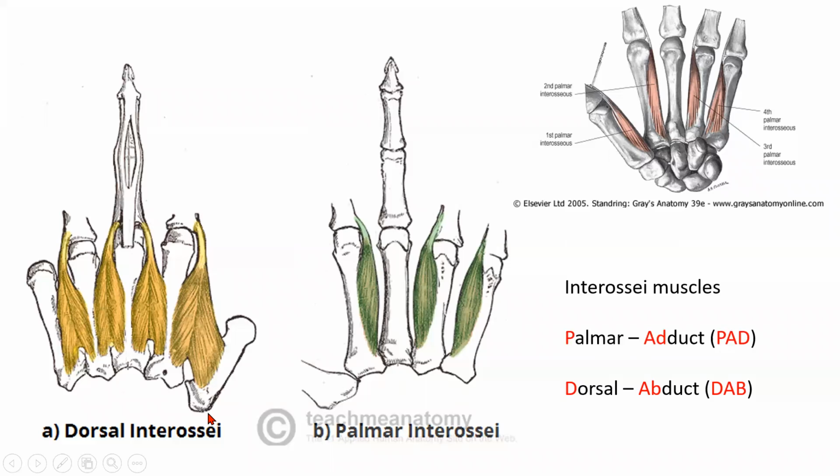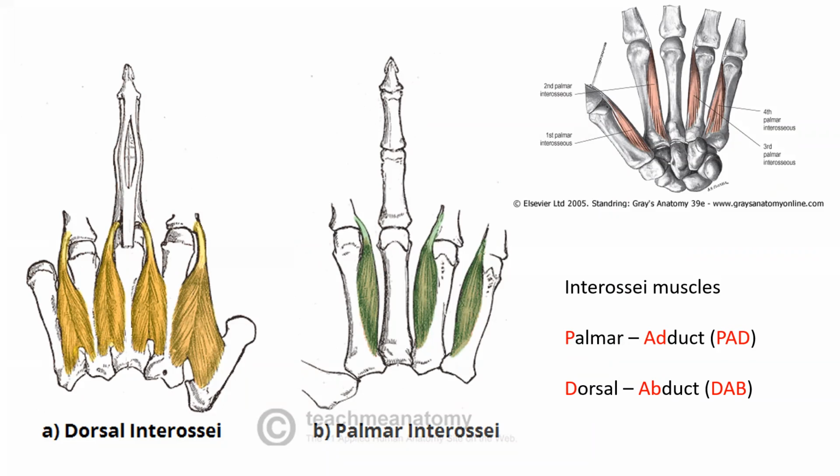To get a clear idea about the palmar and dorsal interossei, just remember this mnemonic, PAD. Palmar interossei adduct, whereas dorsal interossei abduct. Now, with regards to human anatomy, whenever a particular part of the body comes close to the midline, we call it adduction, and when it goes away from the midline, we call it abduction.